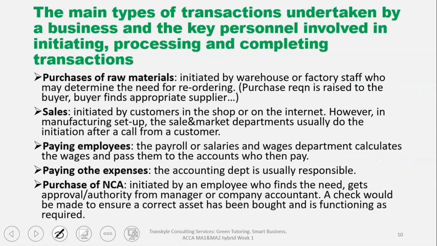Now, the main types of transactions undertaken by a business and the key personnel involved in initiating, processing, and completing transactions. We also need to have this background as we go forward. We need to understand what will be going on within a business setup. Remember, the topic is on business organizations and accounting procedures. All right. So let's talk of purchase transactions, the purchase of raw materials. Suppose it is a manufacturing company. We need to know how purchase transactions are started or initiated or implemented.